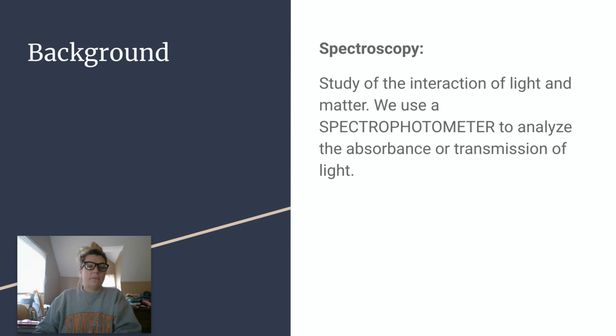So what is spectroscopy? Spectroscopy is the study of the interaction of light and matter. We use a spectrophotometer to analyze the absorbance or transmission of light. What spectroscopy ultimately does is, if we shine a light through something, we can get a readout about what is actually inside of that substance, stuff that we could not necessarily see with our own eyes.